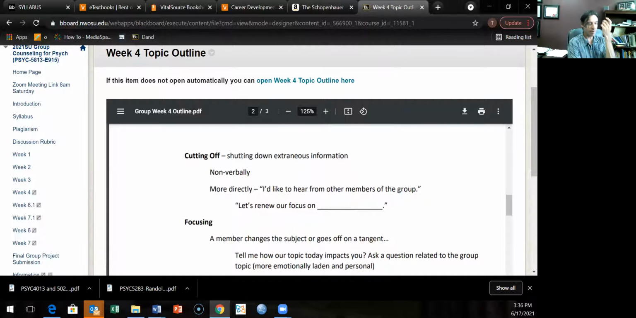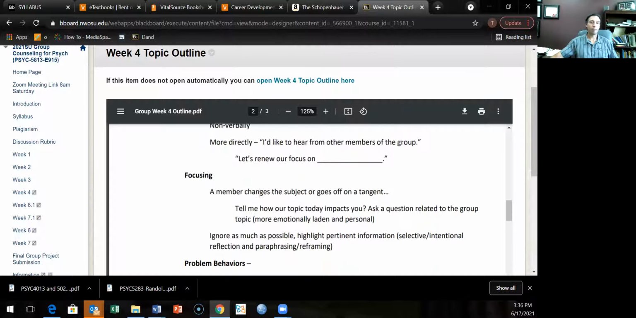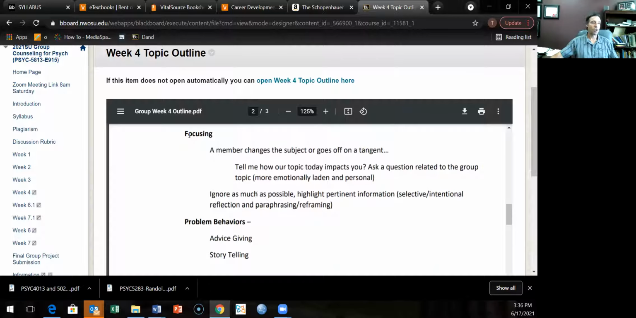Or, depending on how much the person is rambling or off topic, or trying to steer the group away, more directly you might say, "Let's renew our focus on the topic of group," or "I'd like to hear from other members of the group." If somebody looks like they want to say something, you might just call on them, paying attention to nonverbals.